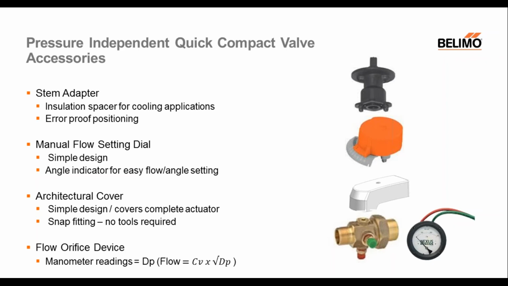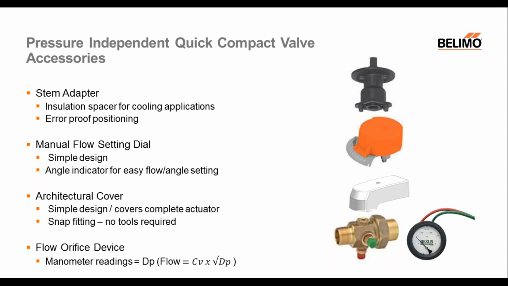The third item is an architectural cover. It's a simple design. The cover snaps right onto the actuator, no tools required. It's white, and it's finished in a manner that is paintable. So if you had a valve assembly that was exposed in a room and you wanted to paint the cover to match the decor of the room, you can do so because the texture and the finish of the cover is suited to be painted.